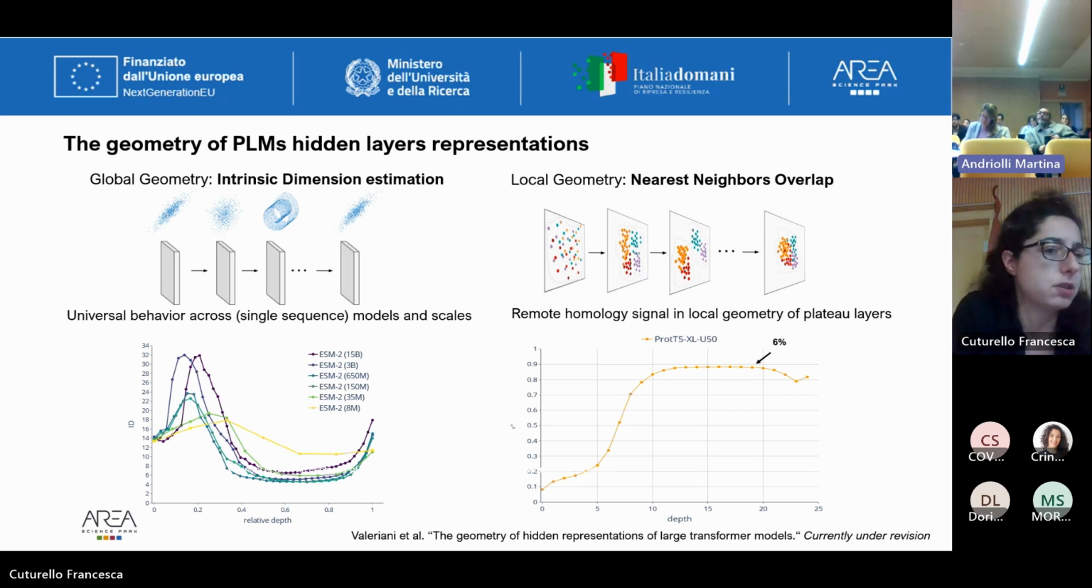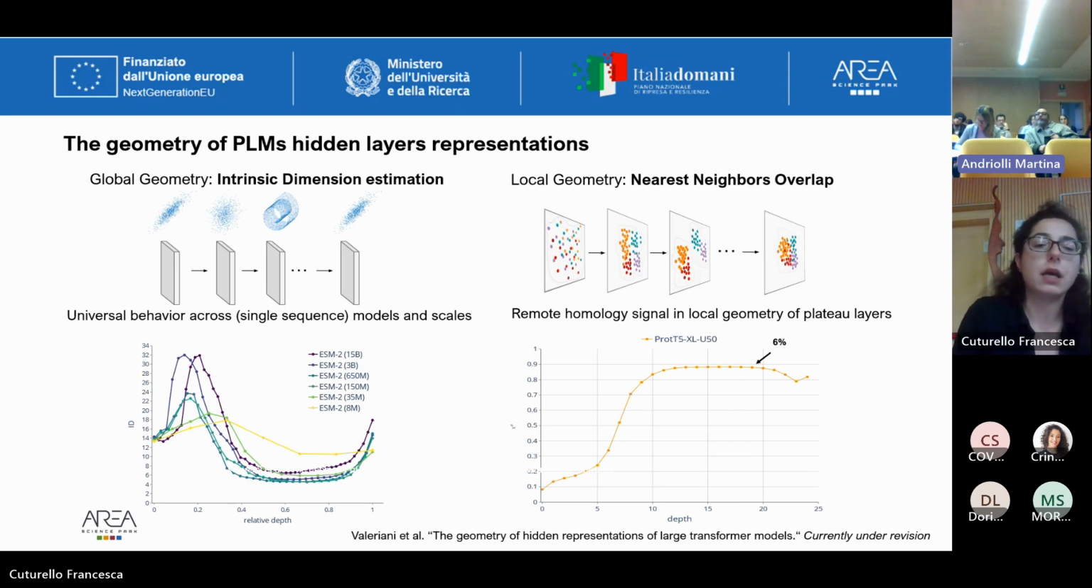These are really vectors, if you want, but really in high dimension. And what we looked at is, first of all, basically the geometry of this representation space from a global point of view. So we were estimating the intrinsic dimension in the layers of the network. And intrinsic dimension, you can see it as the dimension of the smallest space in which you can project your data without loss of information, basically.